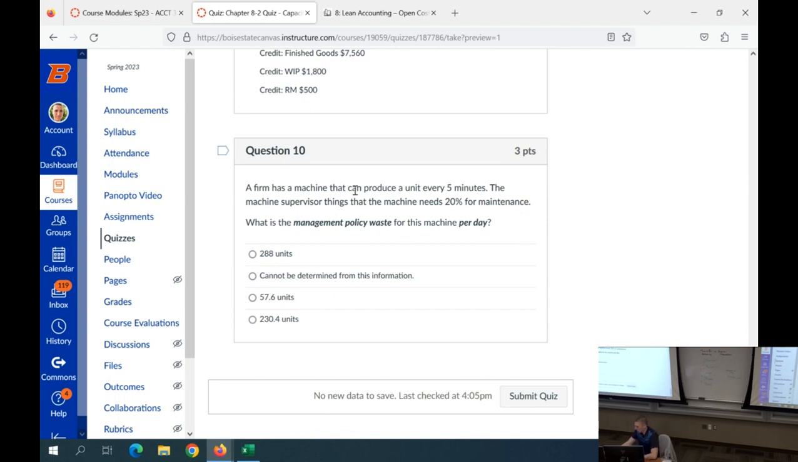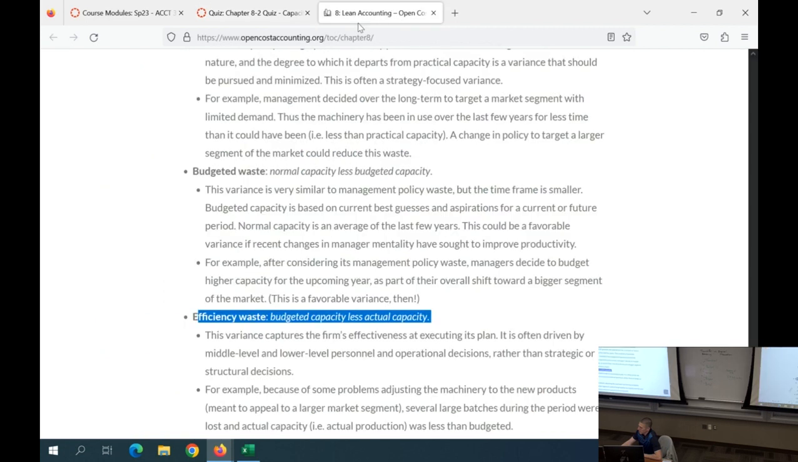All right, let's try this one. This one's not going to be a weird one, which is like anti-waste or something like that. A firm has a machine that can produce a unit every 5 minutes. All right, we've got to figure out how many minutes are in an hour and a day, too, right? I think I had a problem like that, a typo like that I fixed on a different question. I didn't get this one. The machine supervisor thinks that the machine needs 20% for maintenance. What is the management policy waste for this machine per day? How do you think we can solve this problem?